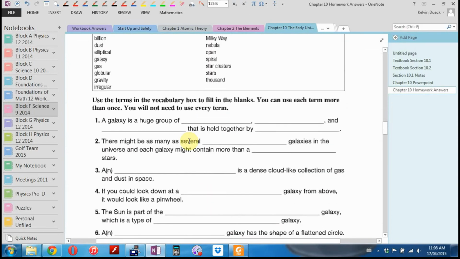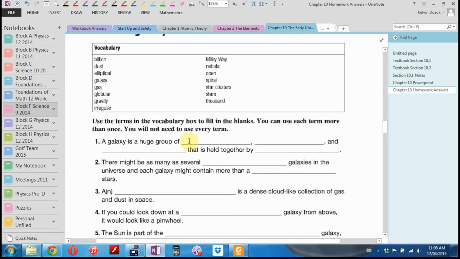Some more vocabulary. Inside a galaxy, a huge group of blank, and you know what? Dust would be one word. Gas would be another word.